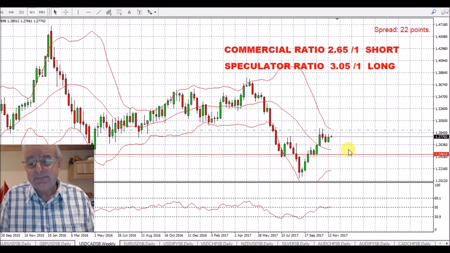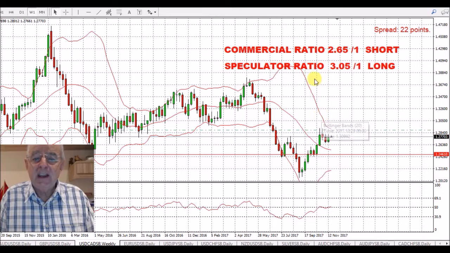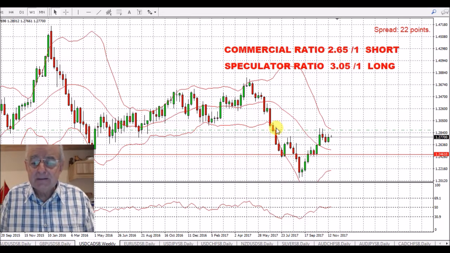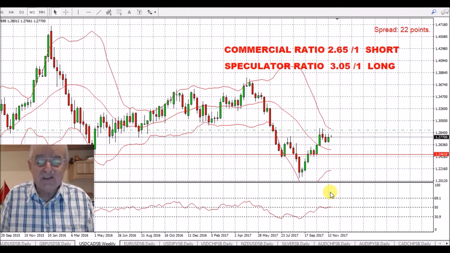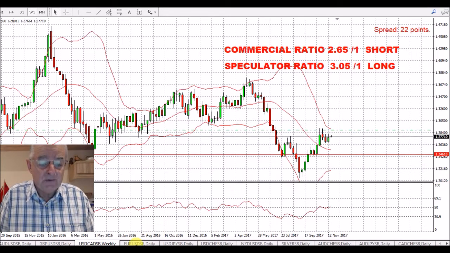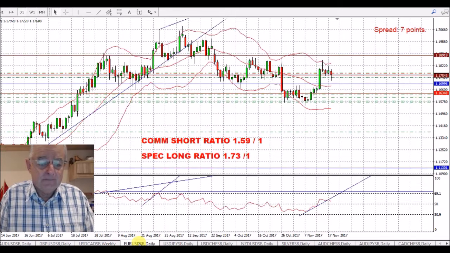USD CAD, I'm expecting quite a lot of strength on this pair. We have a commercials ratio of 2.65 to 1 short. That's short the Canadian dollar, long this pair. We are just slightly above the 50 on the RSI, but basically flat. I'm just waiting for a bit more strength in the dollar and weakness in the oil price, and hence the Canadian dollar. We'll see how that goes anyway.